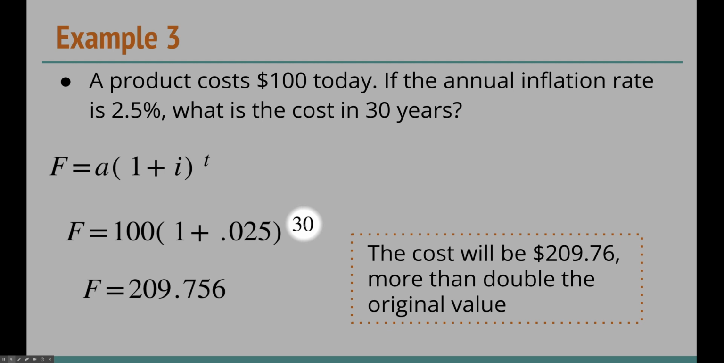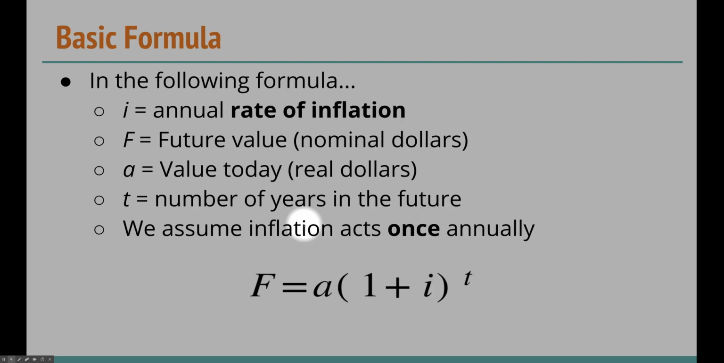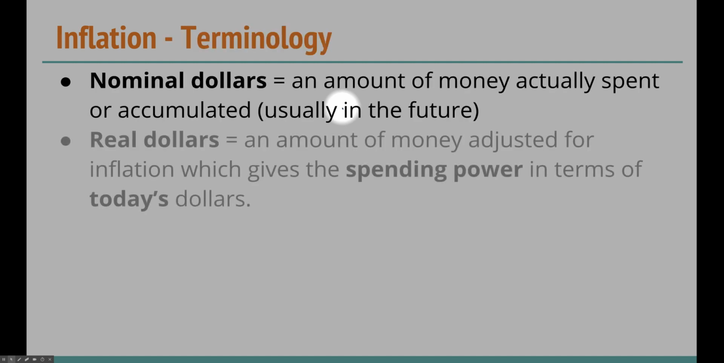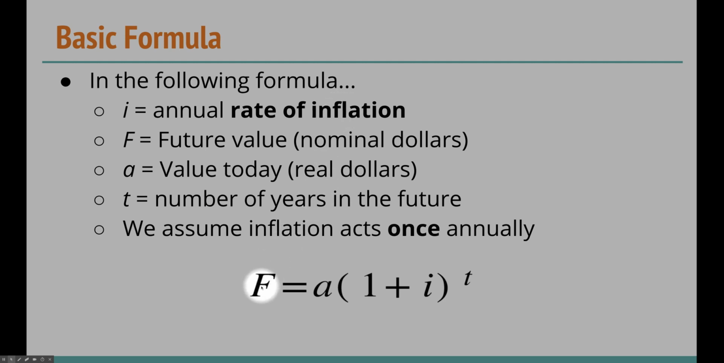Now, this example simply takes us from the value today to a value in 30 years. What we really want to do is go backwards. Like we said before, let's say in the future, we know we're going to get $3,533.90. The question is, what is that worth in today's dollars? So in the next video, we're going to take a look at that. But for now, this gives us an idea of how to proceed and what formula to use. And it's basically a modified version of our compound interest formula.